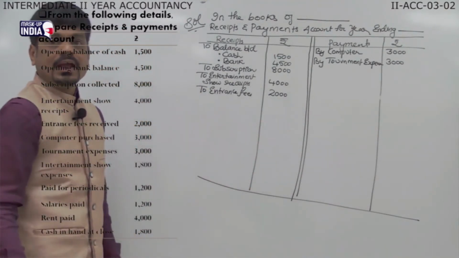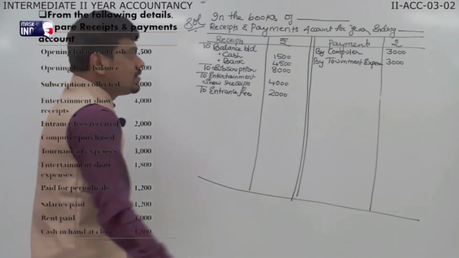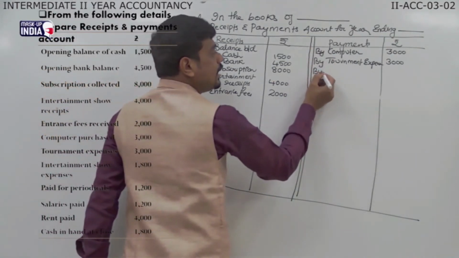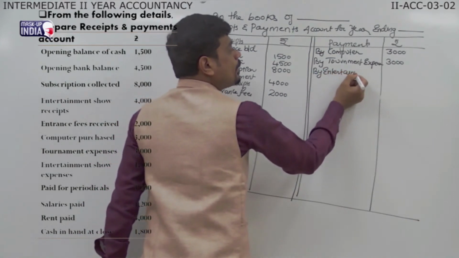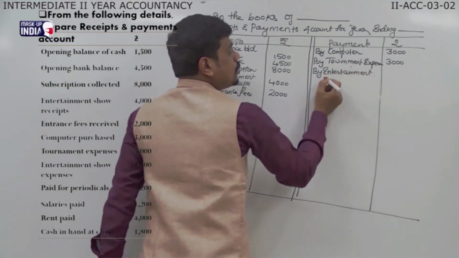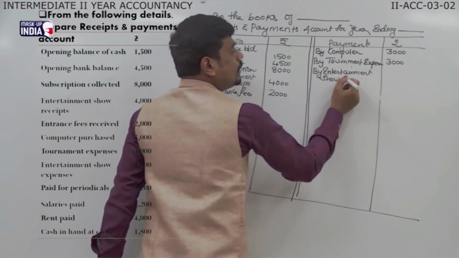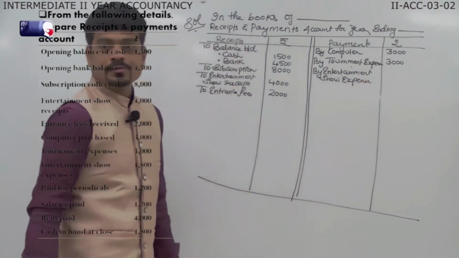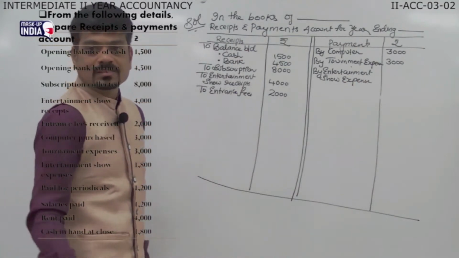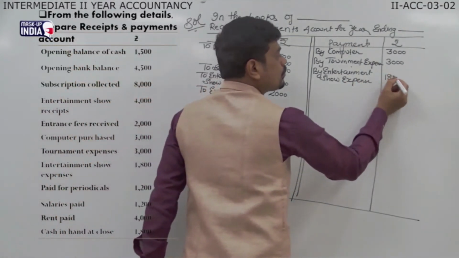Followed by entertainment show expense. So again, entertainment show expense is a payment. So by entertainment show expense, by entertainment show expense amounts to rupees 1800.